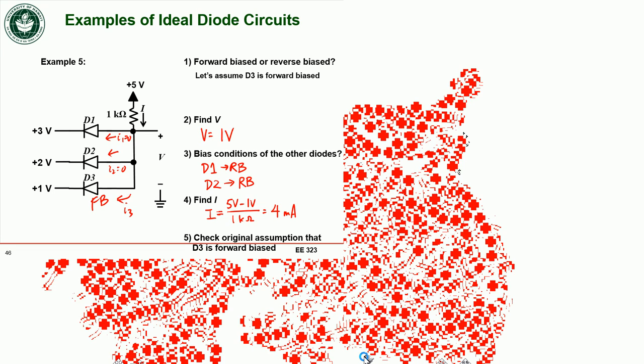Which arrows? The current arrows? Oh, yeah, the current is 0, so it doesn't really matter.